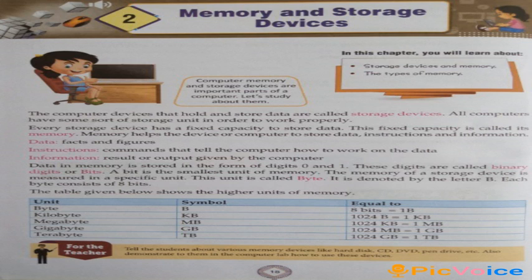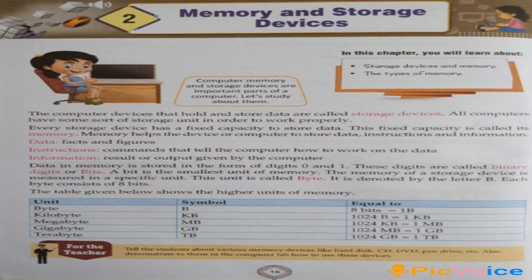Data, facts and figures. Instructions, commands that tell the computer how to work on the data. Information, result or output given by the computer. Data in memory is stored in the form of digits 0 and 1. These digits are called binary digits or bits. A bit is the smallest unit of memory. The memory of a storage device is measured in a specific unit. This unit is called byte. It is denoted by the letter B. Each byte consists of 8 bits.